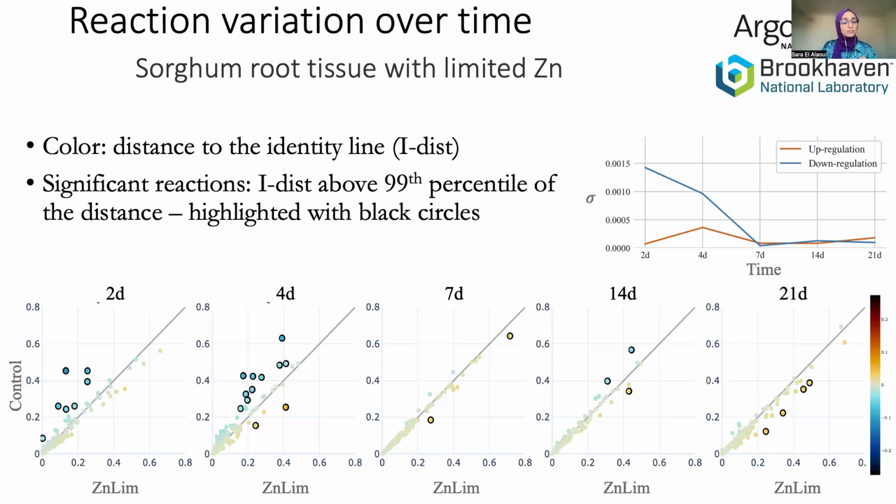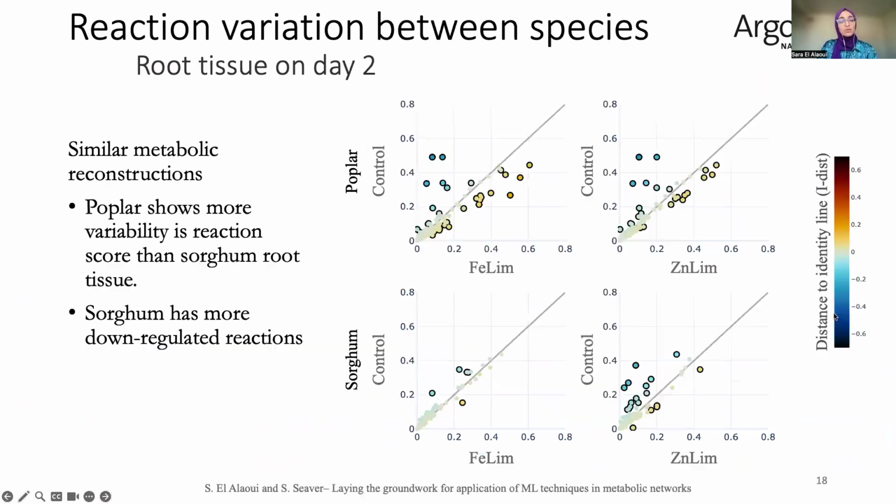You can use this to just see how the whole network functions, but we can also use it to compare different conditions, like comparing limited zinc to limited iron for the same species. We can also compare across species because of the implied homology between the two. As I mentioned, they both have the same network, so we can really see how each one of them behaves under different conditions. For example, under limited iron, poplar has a lot more variability than sorghum.